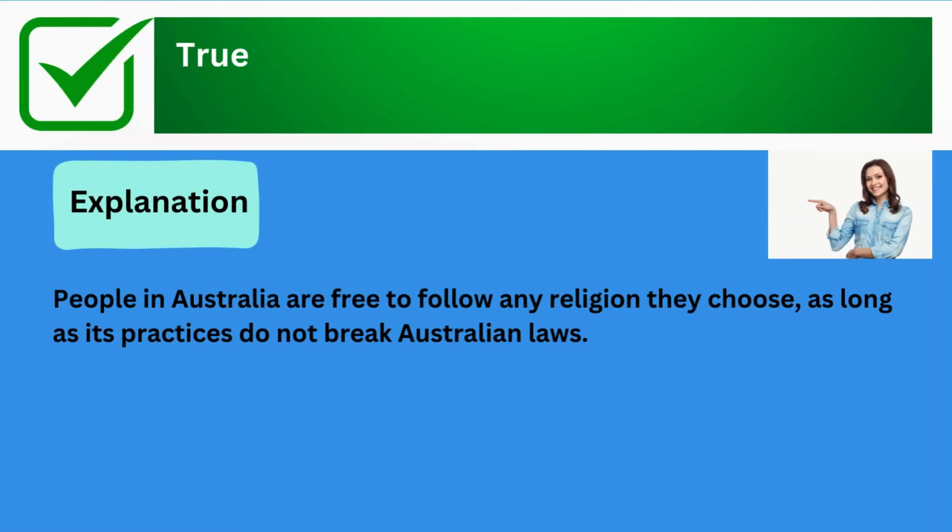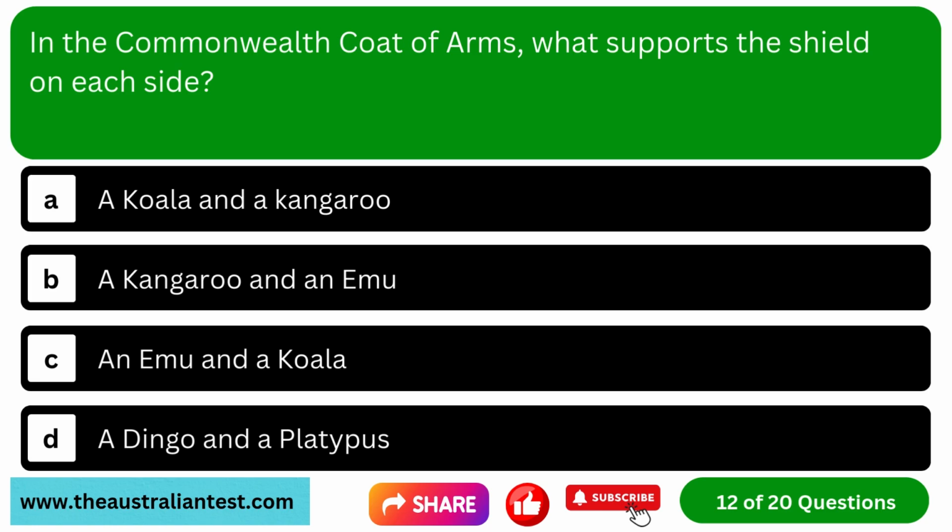The correct answer is true. Explanation: people in Australia are free to follow any religion they choose, as long as its practices do not break Australian laws.